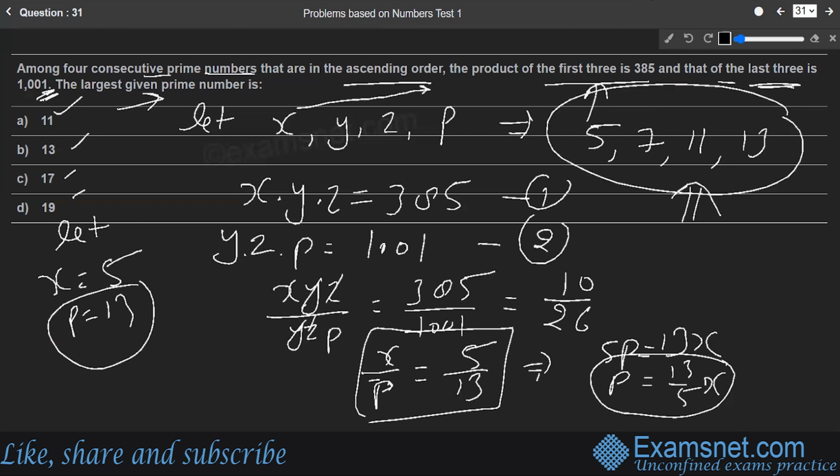So these are consecutive prime numbers. So we can clearly say that among the options, the largest given prime number is clearly 13. That is option number B, the right answer.